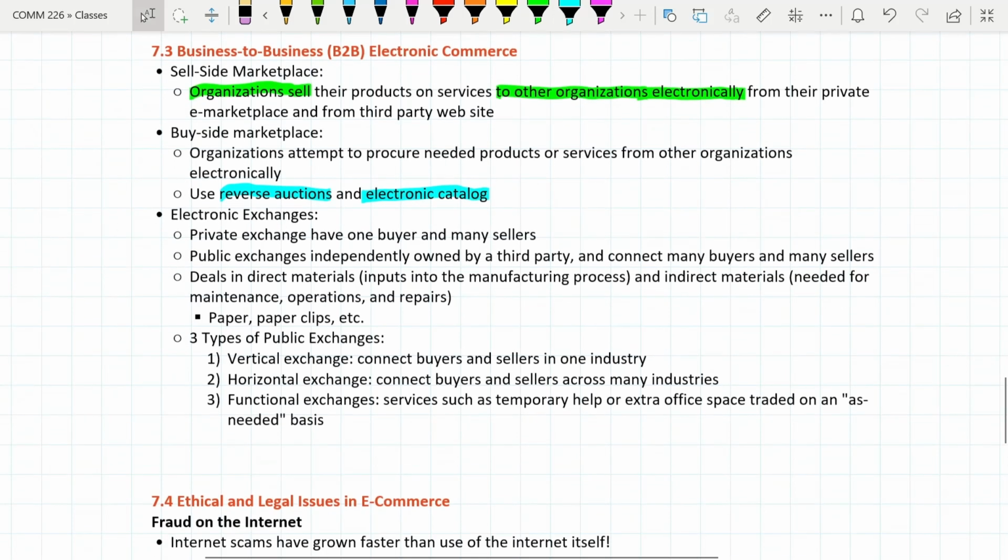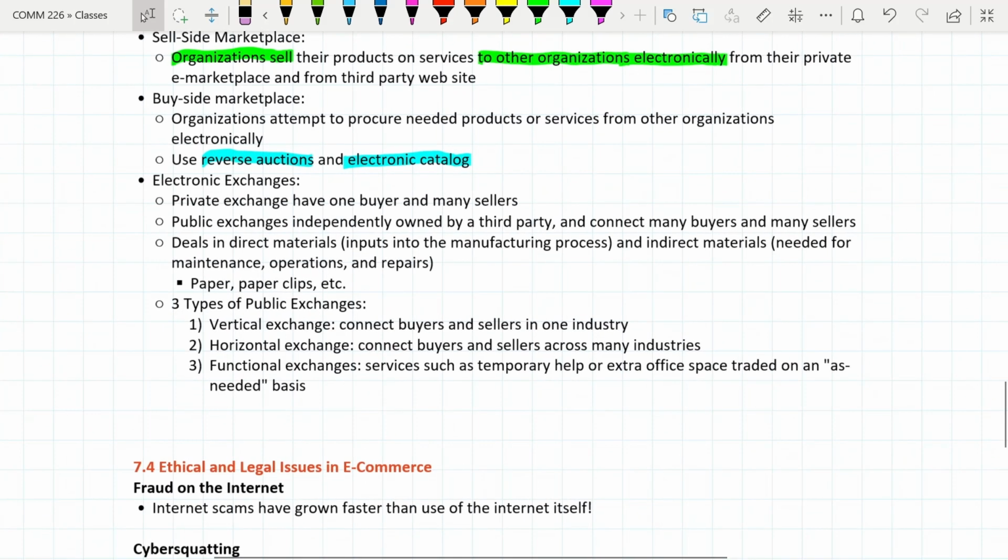Electronic exchanges, a private exchange is between one buyer and many sellers. Public exchanges are independently owned by a third party and connect many buyers and many sellers. This deals in direct materials, input into the manufacturing process, and indirect materials needed for maintenance, operations, and repairs, such as paper, paper clips, etc.